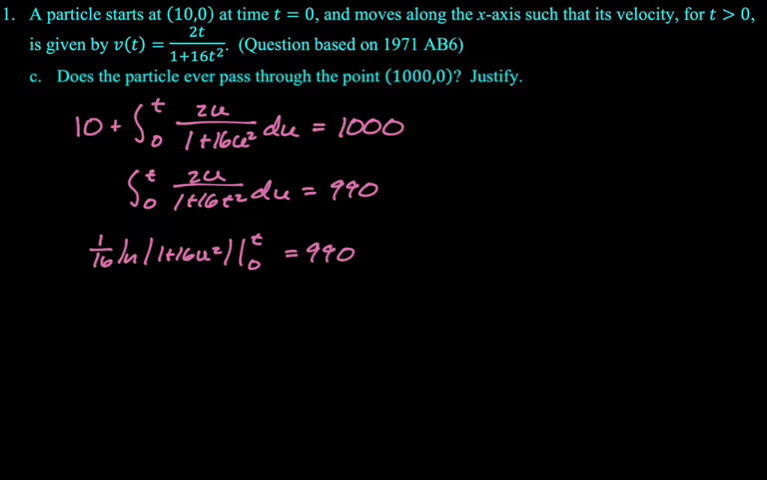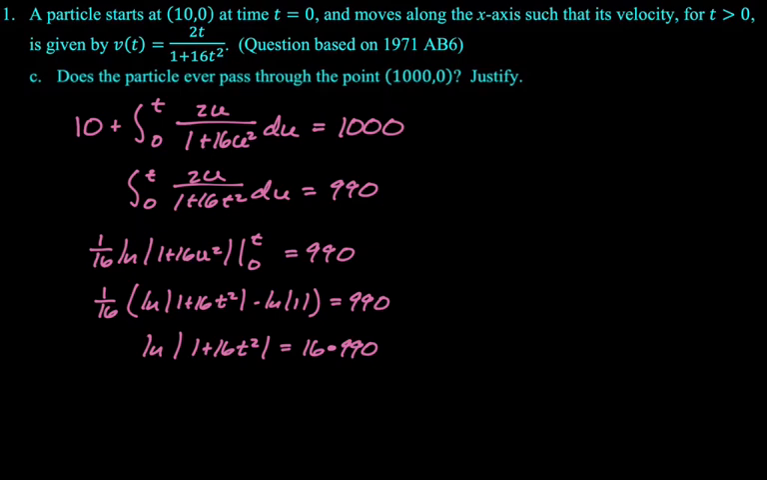Now I'm going to use the fundamental theorem. It looks a little weird because the first part just gives us a t, right? Natural log of 1 plus 16t squared. And then when we plug in 0, we get the natural log of 1. We know the natural log of 1 is 0, so that's doing nothing for us. I'm going to multiply both sides by 16 and clean up that natural log of 1 situation. Gives me natural log of 1 plus 16t squared equals 16 times 990.